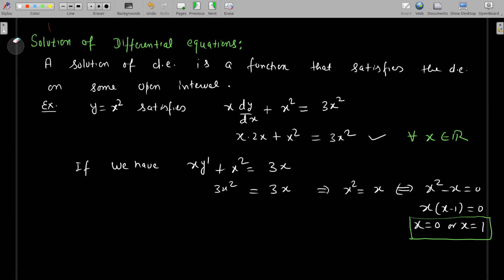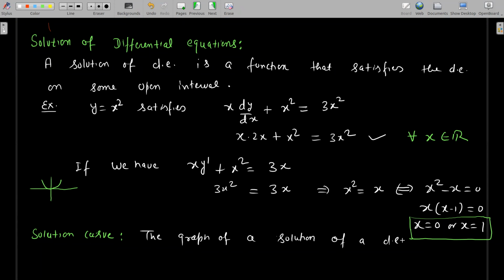And one term is also used here that is known as solution curve. So the graph of a solution, you can say in the first case, this is y equal to x square, so this will be a parabola. The graph of a solution of a differential equation is known as a solution curve.